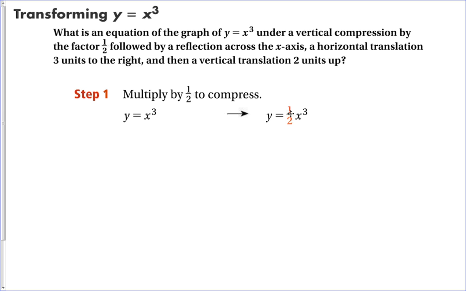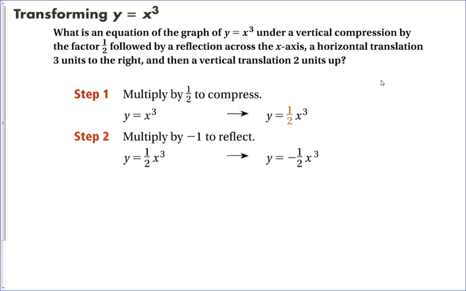So let's look at step 2, followed by a reflection across the x-axis. For that, we're simply going to multiply by -1 to reflect. Because if you remember, when you multiply by -1, you flip your graph, or you flip your function, across the x-axis when you multiply the whole thing by -1. So that's why we multiplied by -1 to reflect across the x.